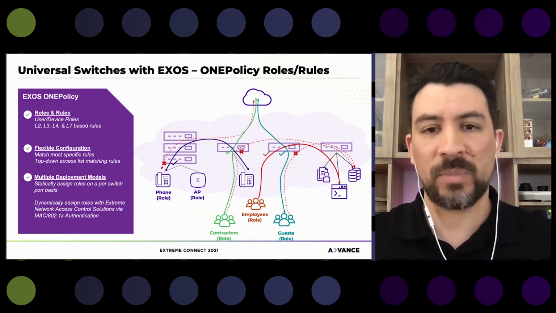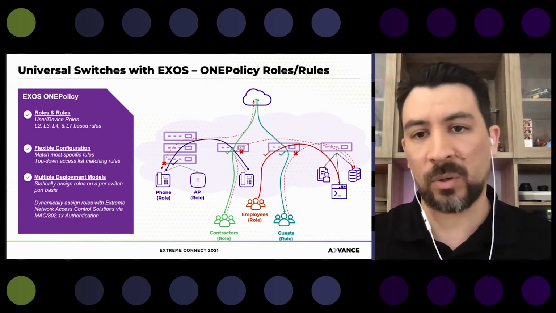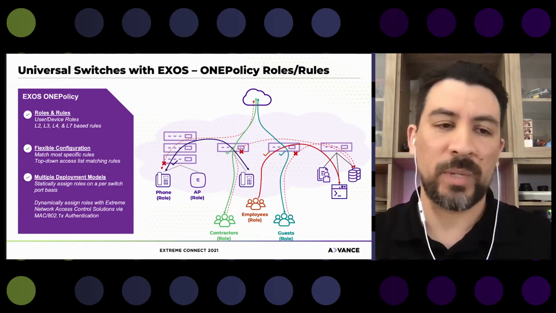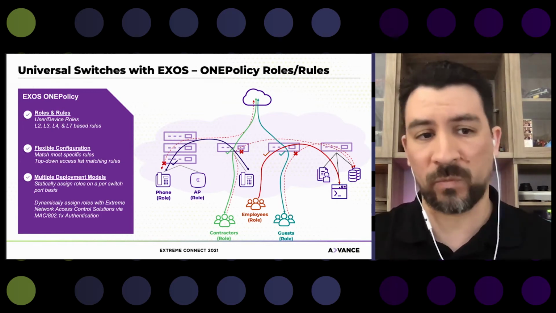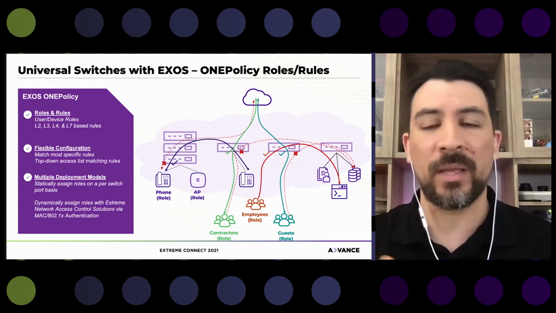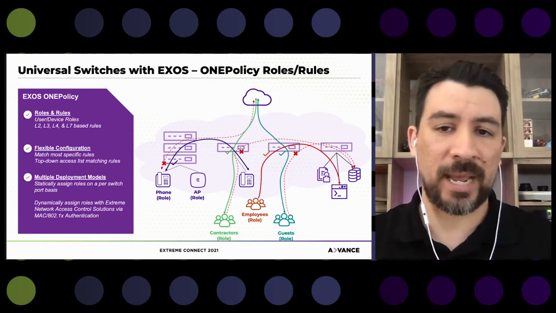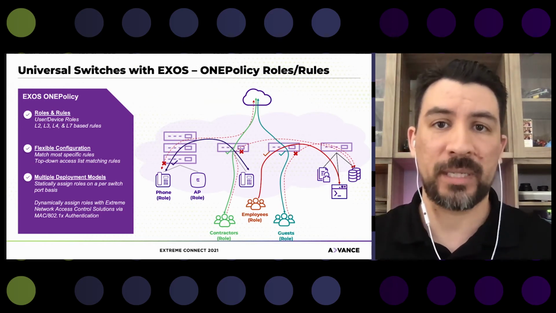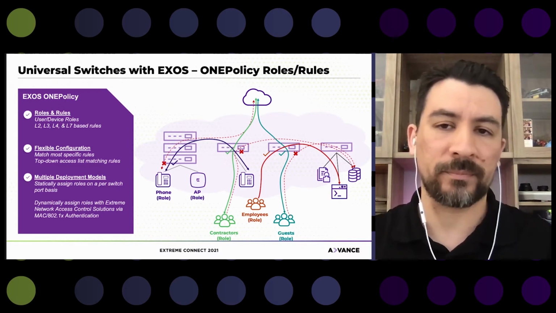We also have the ability to provide flexible configuration for how we deploy our roles and rules. We can use a traditional approach where we match the most specific rule first, or we can pivot to a top-down access list style of matching for our rules. When you go into the access list style, you will increase the capability of how many rules you can define per each role.